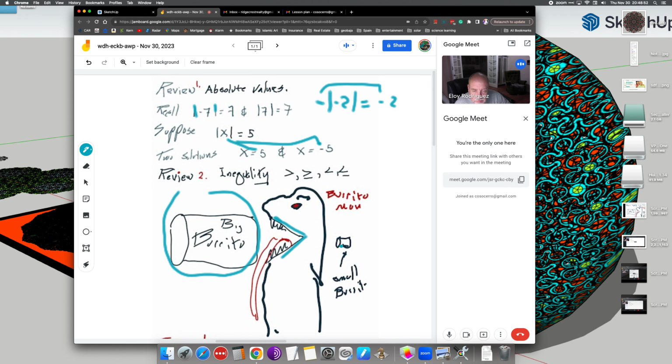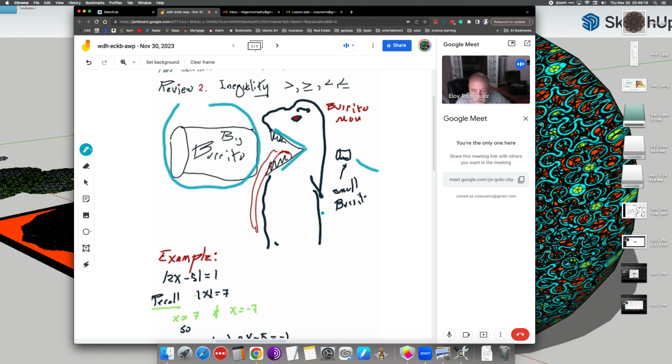And over here on this side of the inequality, look at what I got here. I got this small burrito, teeny weeny burrito. Anyway, we'll go from there. So that's just to remind you that you want to be the big mouth on the big side, and a little mouth on the little side. And so let's go from there.